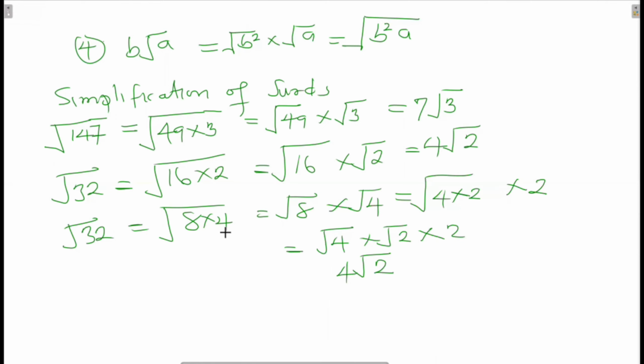because not only 4 here, 4 here is also a perfect square, but it's not the highest perfect square you can get from 32. So when you are looking for a factor, just check the highest perfect square you can get from that number, and that will make it easier to simplify.